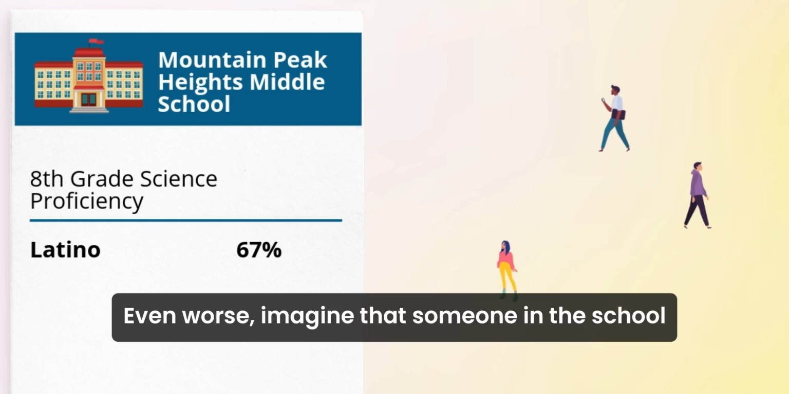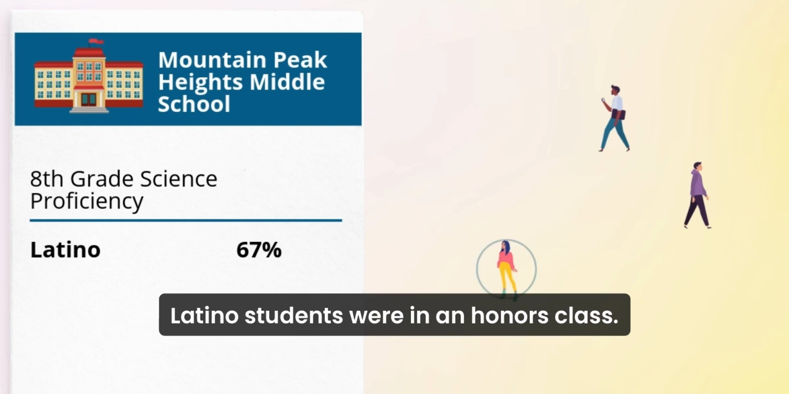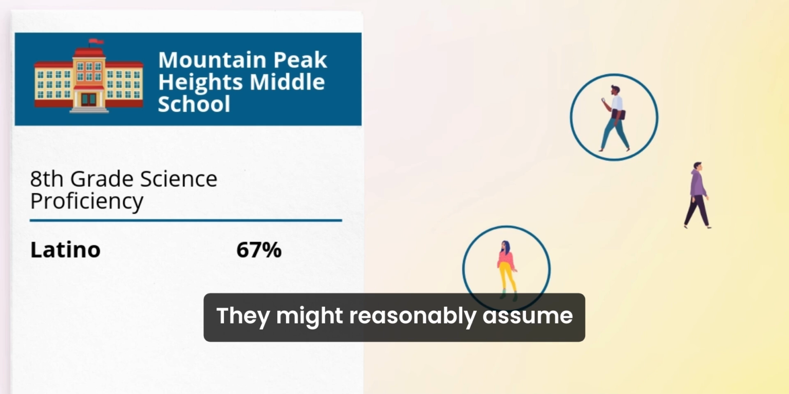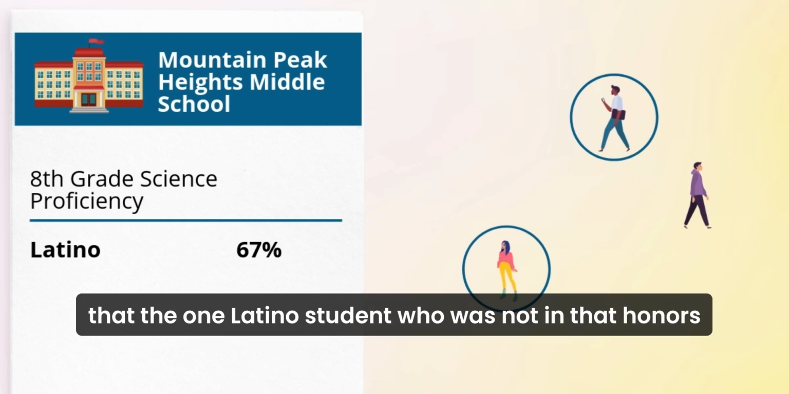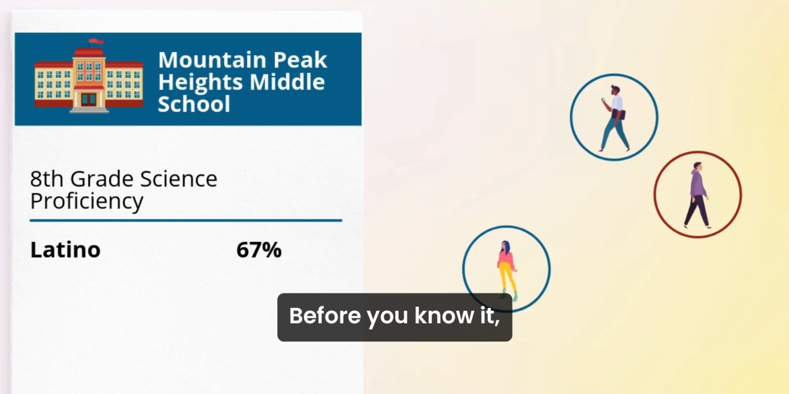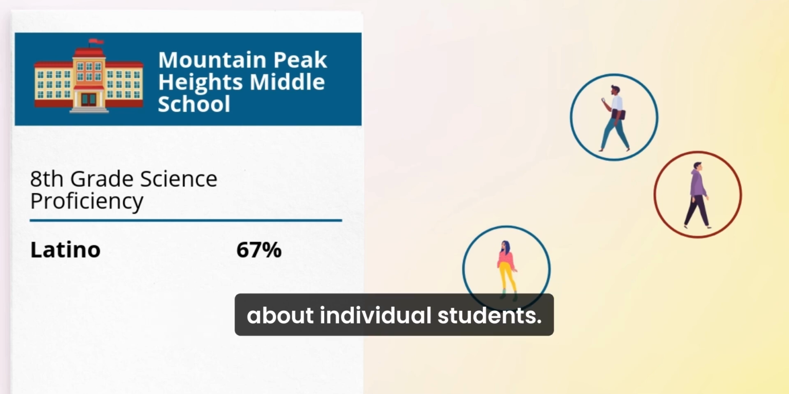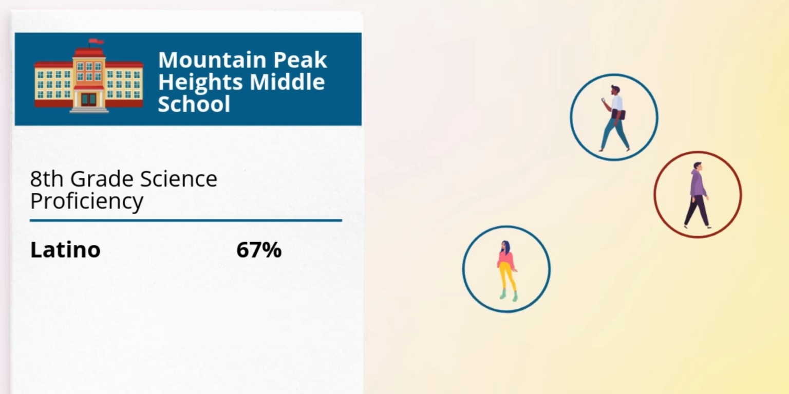Even worse, imagine that someone in the school community knows that 2 of the 8th grade Latino students were in an honors class. They might reasonably assume that the one Latino student who was not in that honors class was the one who was not proficient on their science end-of-year assessment. Before you know it, our report accidentally revealed information about individual students.